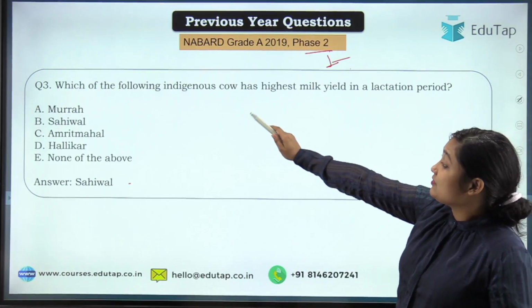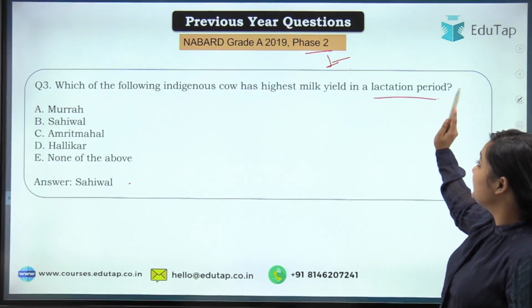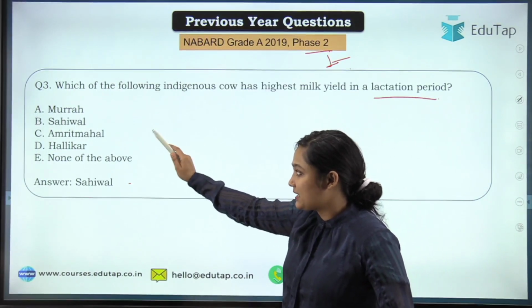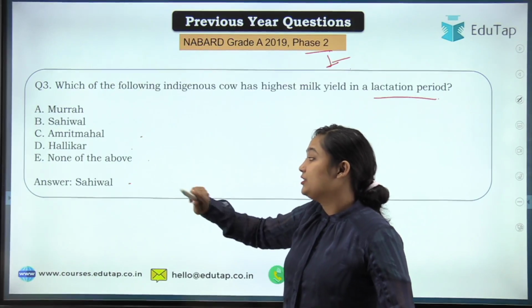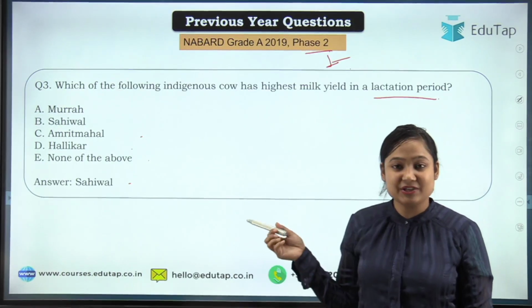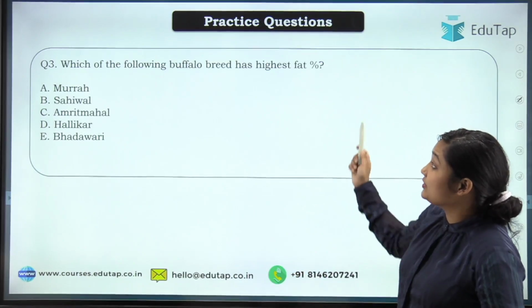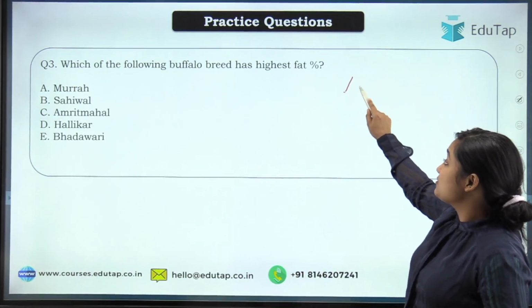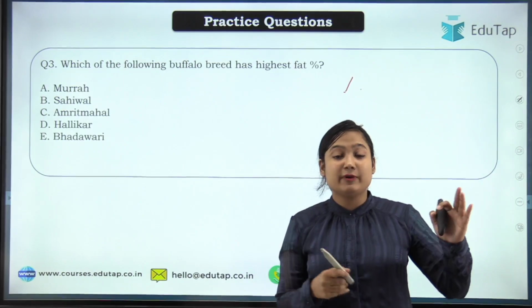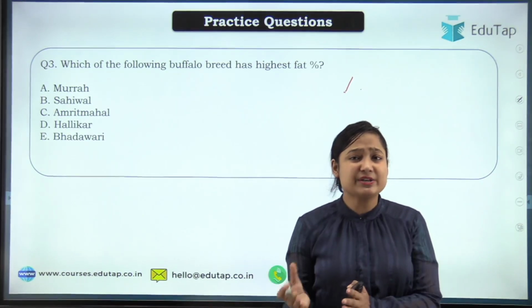The question was, which of the following indigenous cow has highest milk yield in a lactation period? Your options are Murra, Sahiwal, Amrit Mahal, Halikar or none of the above. Of course, the answer as mentioned is Sahiwal. Moving to the next question. So this is your practice question that you will have to answer. I think from now on you will have an idea how direct questions come.